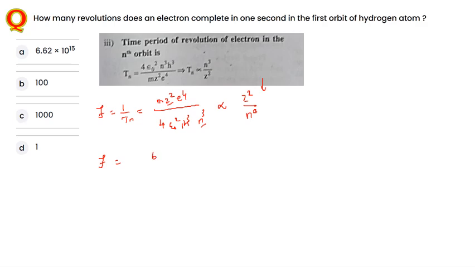The value here you need to remember: 6.62 into 10 power 15, into Z square divided by n cube. Now substitute all the values: 6.62 into 10 power 15, into Z, the atomic number, which is 1, squared, and the orbit is the first orbit, so n equal to 1. The answer is 6.62 into 10 power 15 hertz. This is the frequency in this case.